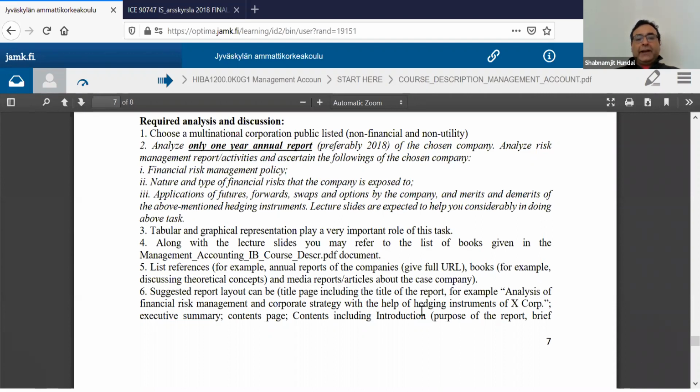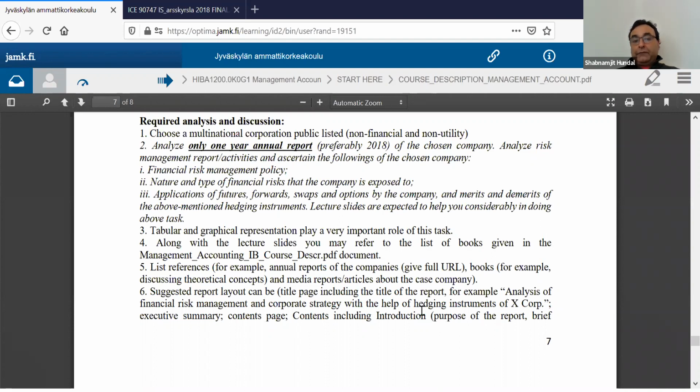The tabular and graphical representation play a very important role in this task. I don't want you to misunderstand it. If you are just copying and pasting some tabular figure from the annual report into the slide, it will not be serving any purpose. Number one, you don't know what the table means. Number two, you are unable to explain it. So having a table for the sake of it, no, it's not required.